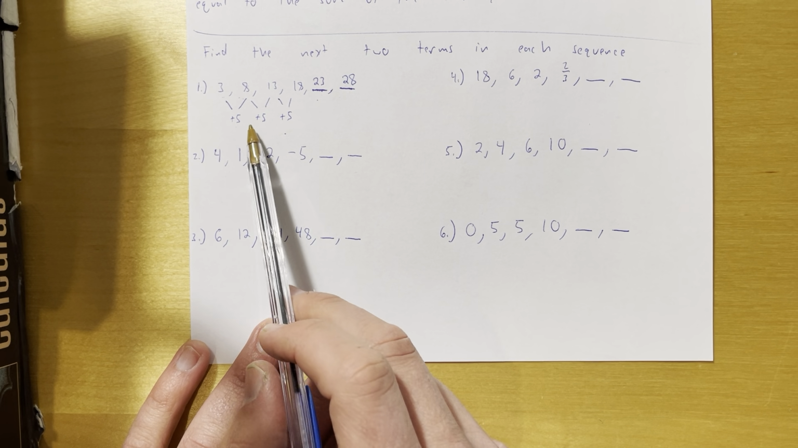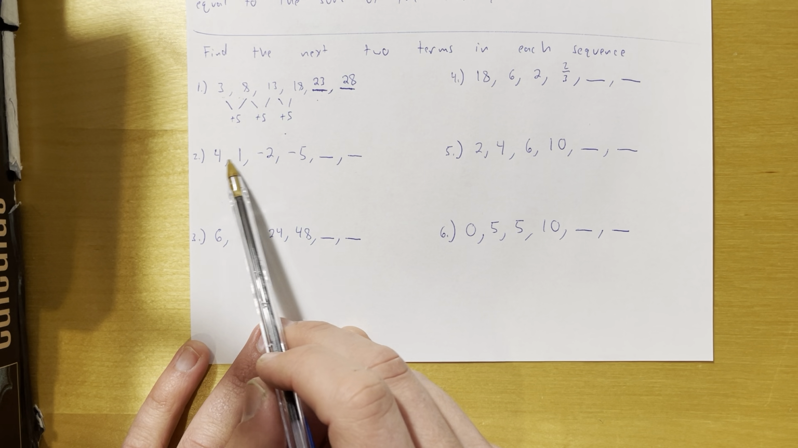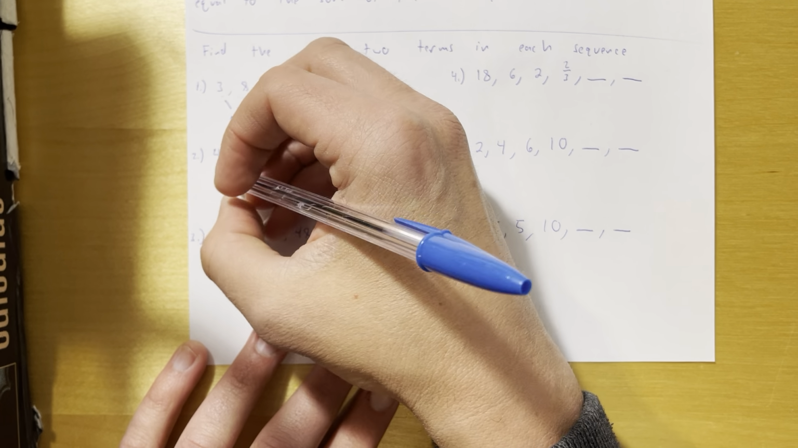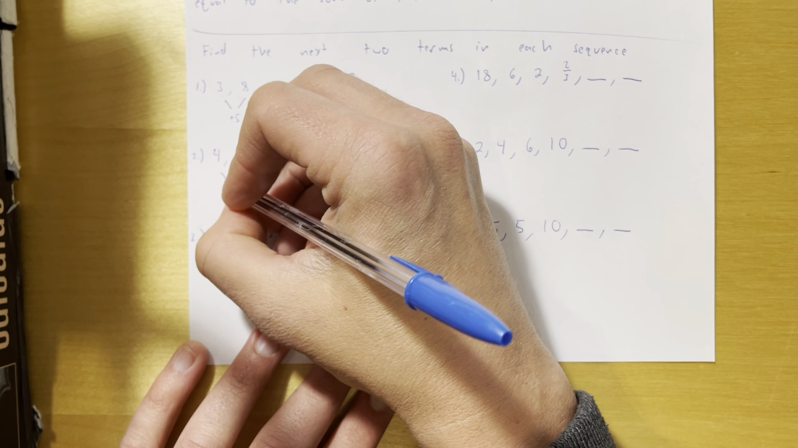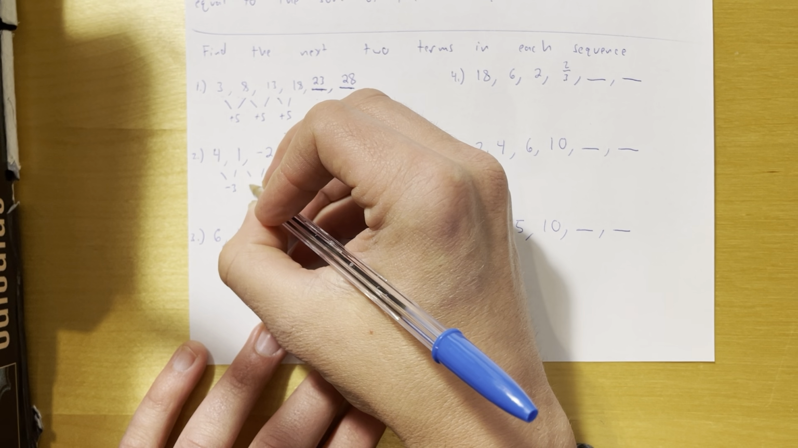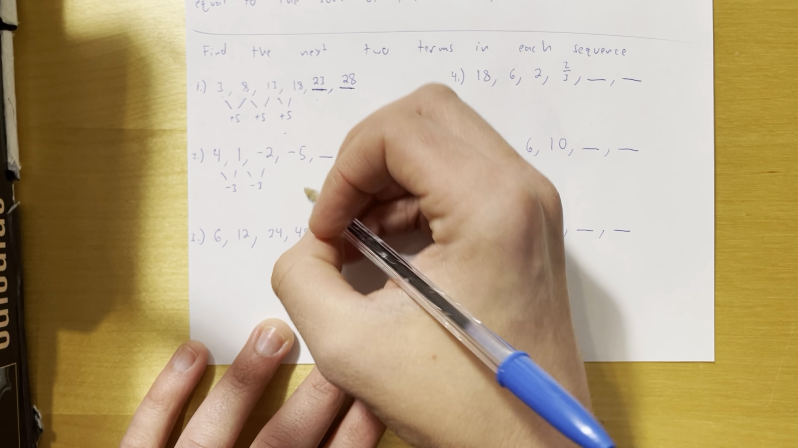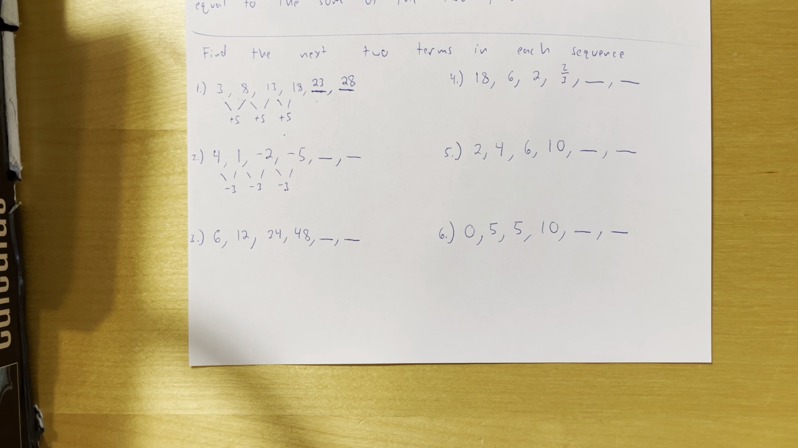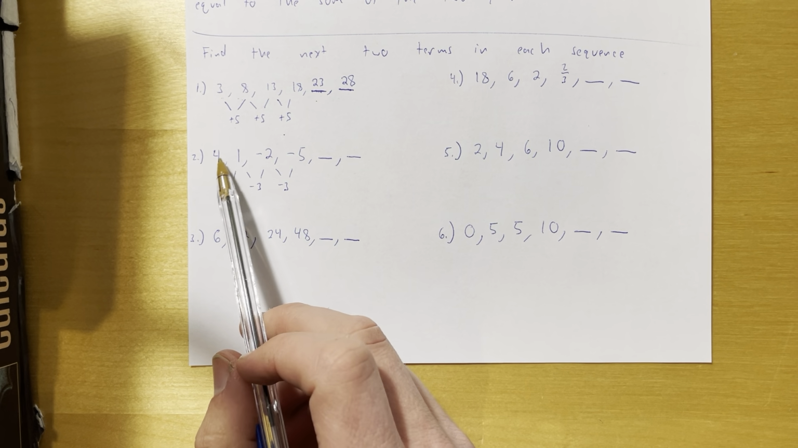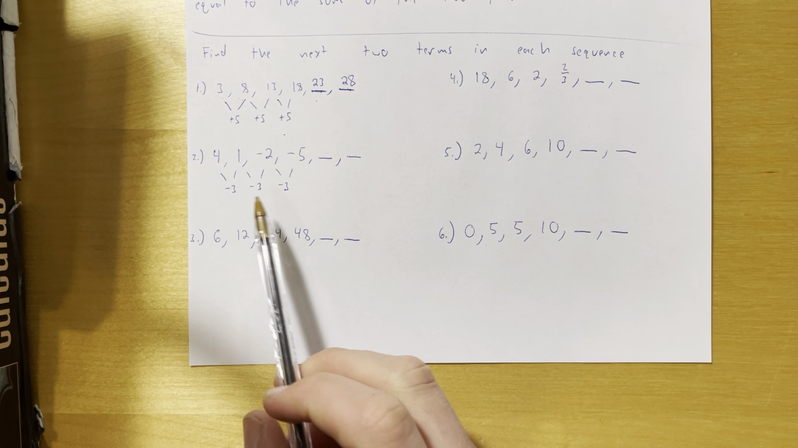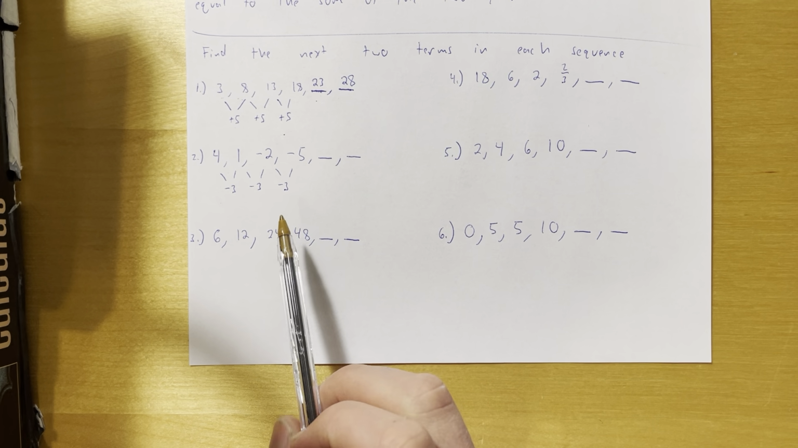So using that same idea, if I take the first pair of consecutive terms and do the second one minus the first one, 1 minus 4 is equal to -3. And if I continue that, -2 minus 1 is also -3, and -5 minus -2 is also -3. So what's happening, you can think of it as subtracting 3 each step of the way, or if you want to keep it in the same vein as other arithmetic sequences, you can also think of this as adding -3 each time.